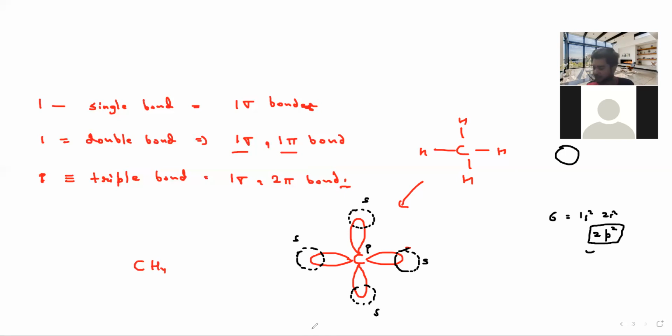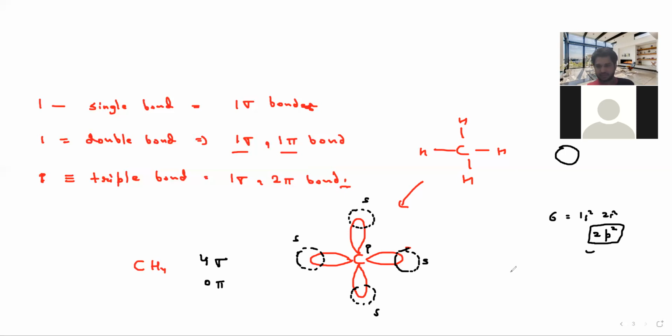So how many end-to-end overlapping can you see right now? There's four. So it means it has 4 sigma bonds only, and there is no pi, 0 pi, because there is no sideways overlapping. You got it, I guess.